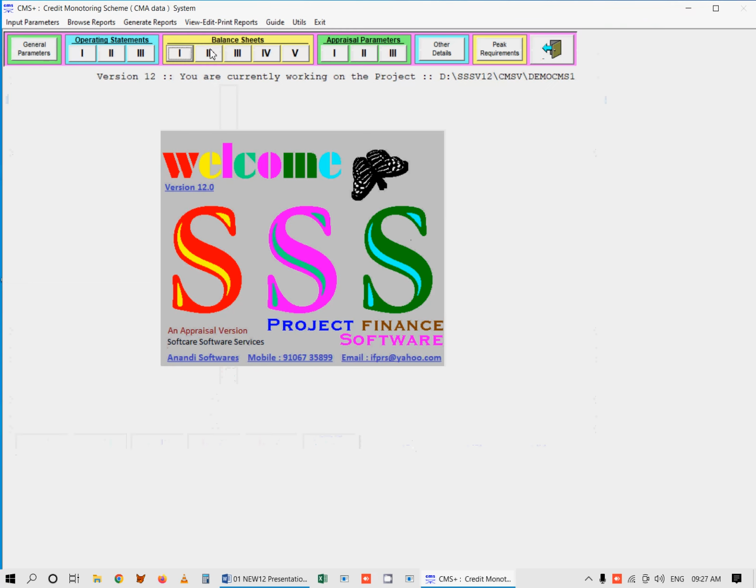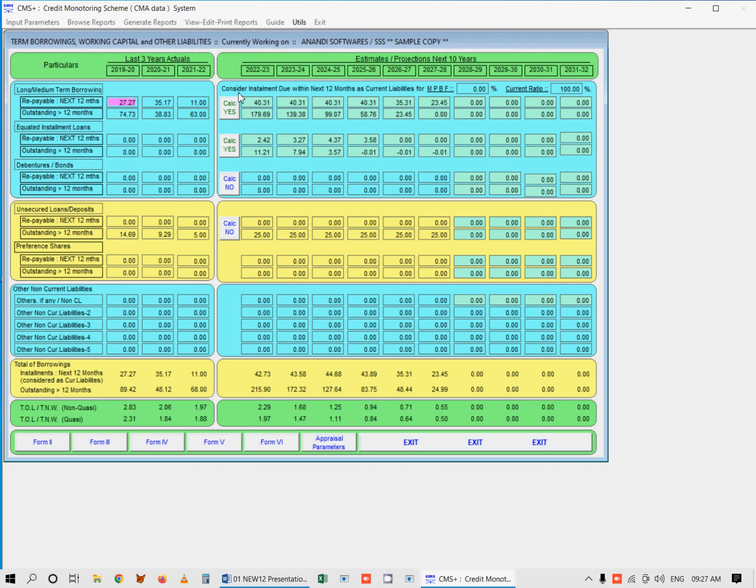Now, we switch over to the borrowing screen to find out how repayments are being auto placed therein as due within the next 12 months and outstanding beyond 12 months. Or else, there is complete flexibility of giving your specified amount at every place under calculate mode no.